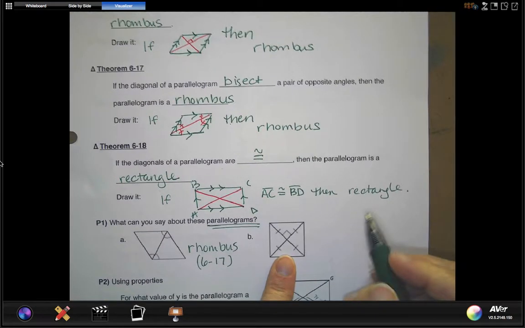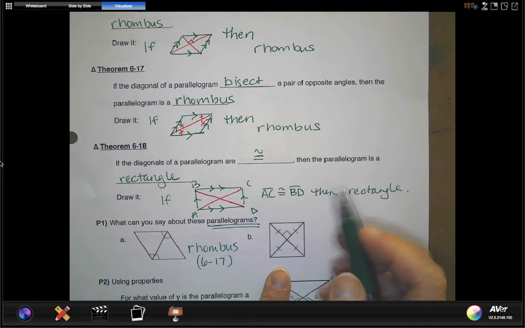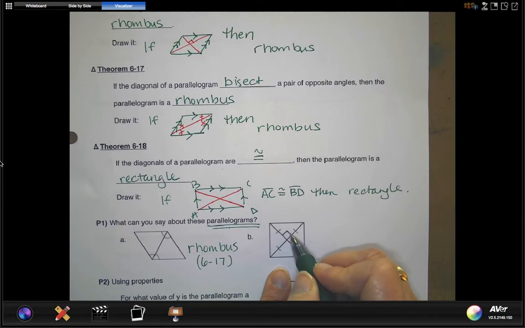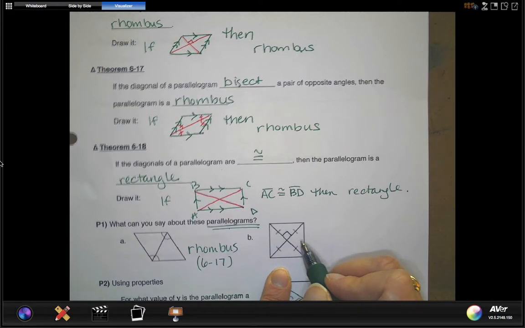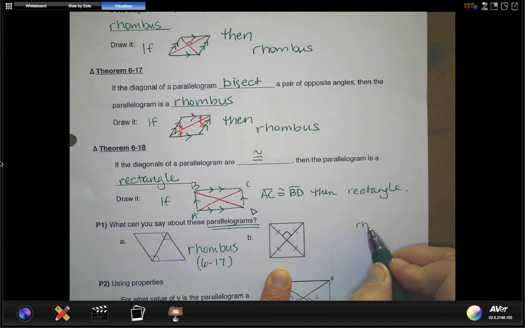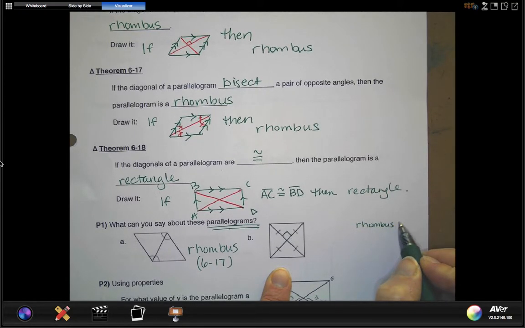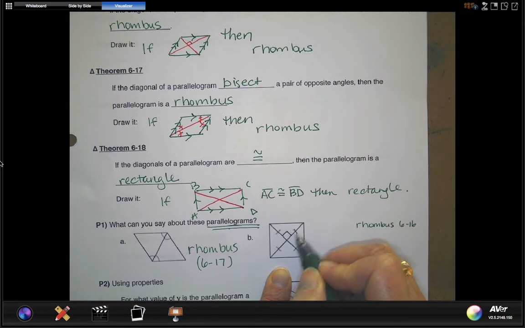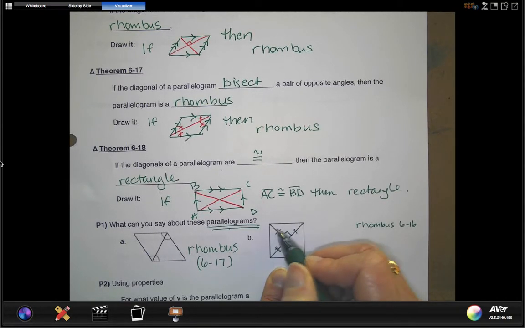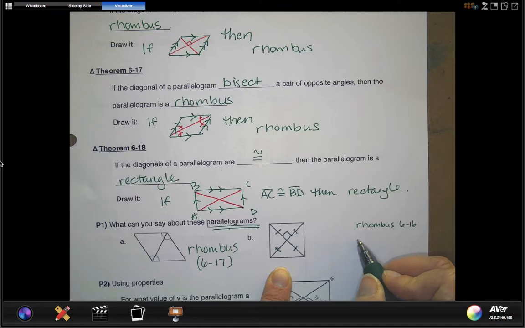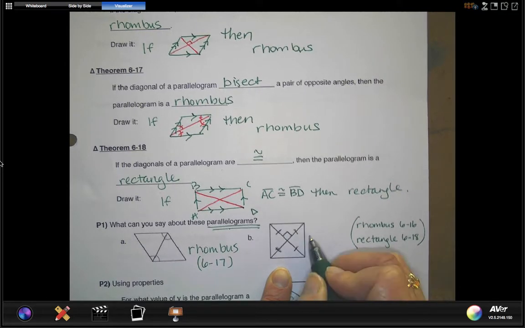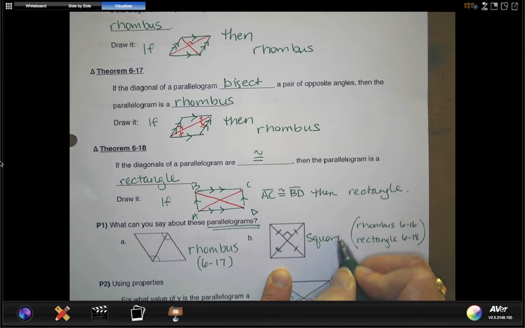This one right here, I know again that it's a parallelogram. I can see here that the diagonals are perpendicular, so that tells me it's a rhombus. So I know it's a rhombus from 6.16, but I can also see that the diagonals are going to be congruent because I know that they bisect each other, and all these pieces are congruent. So then that would also make it a rectangle. So if it is both a rectangle and a rhombus, then it must be a square. Okay?